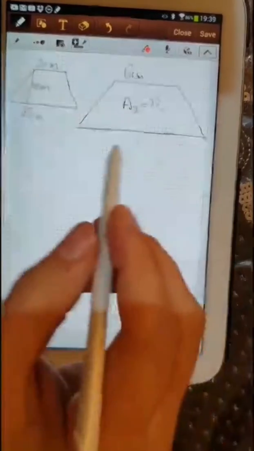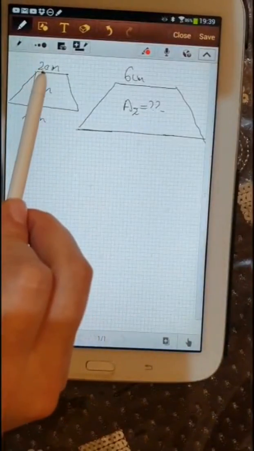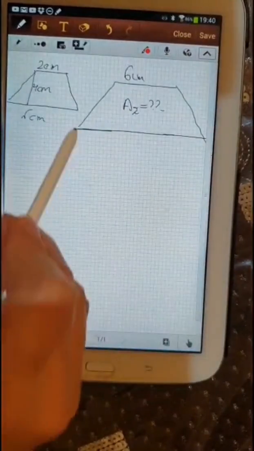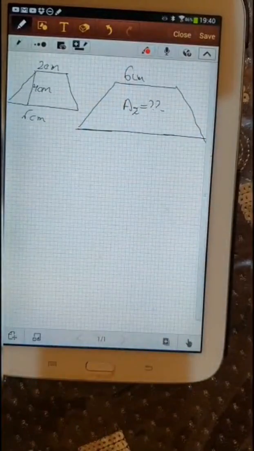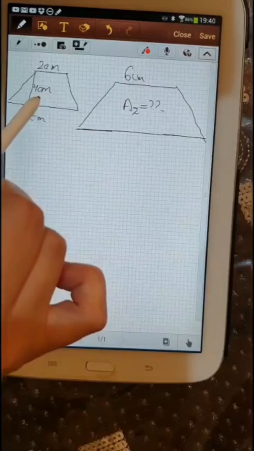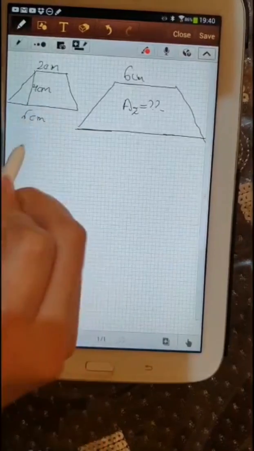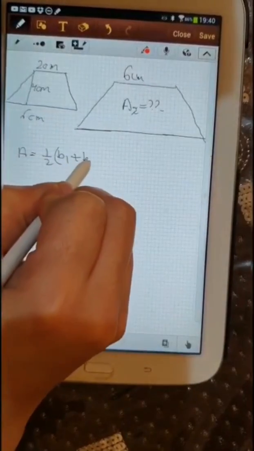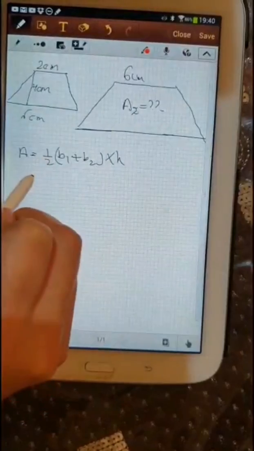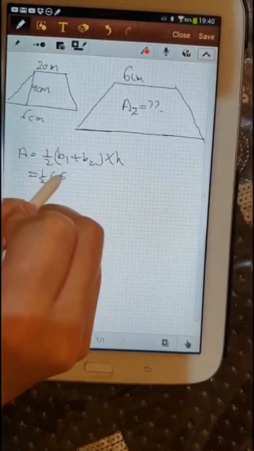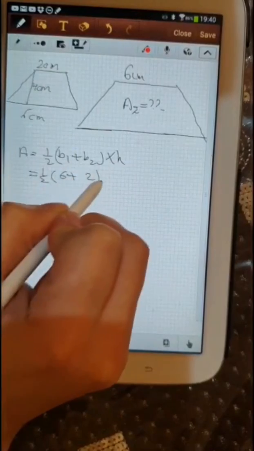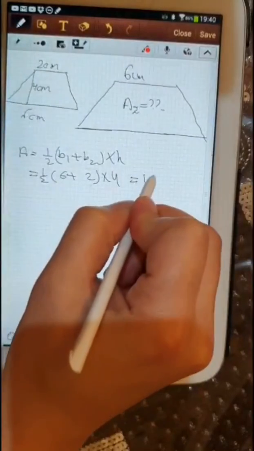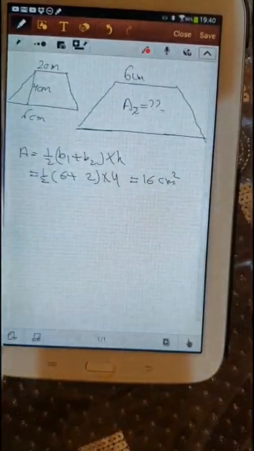As we said before, we need to compare the areas, so I'm gonna find the scale factor and put it to the power of 2. But before this, if I want to find the missing area here, we don't have any other side we can use with the scale factor. So I'm gonna find the area of the first shape. We know that the area of the trapezium is half times base 1 plus base 2 times height. So it's half times base 1, which is 6 centimeters, plus base 2, which is 2 centimeters, multiplied by the height, which is 4. The answer becomes 16 centimeters squared because I'm talking about the area.